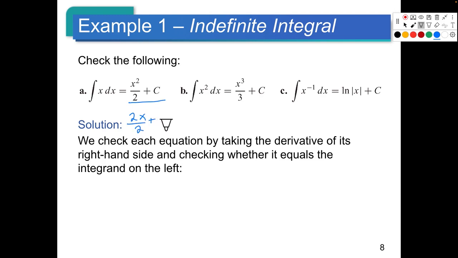Derivative of c is 0, so I'm going to put that as plus 0. The 2's cancel. Plus 0 doesn't change anything, it's just x. That's what we started with. Okay, that worked. Next one, x to the third over 3 plus c.